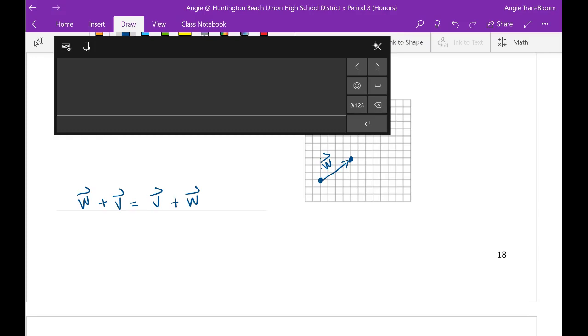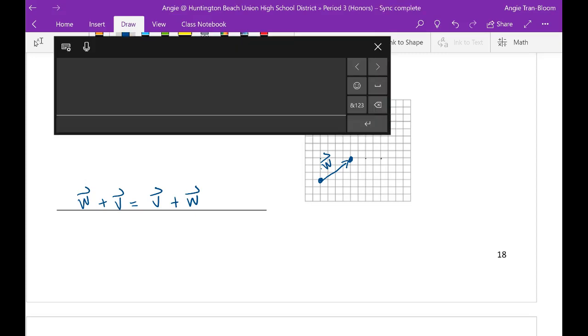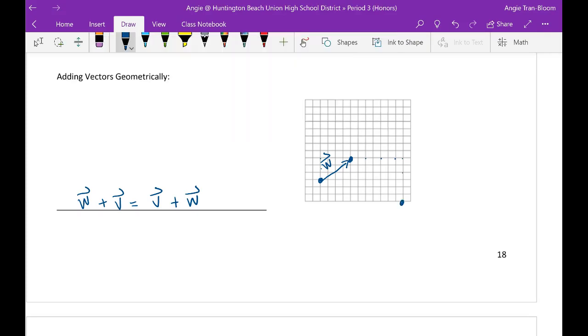That keeps popping up and it's quite annoying, but I'm just going to ignore it. Then I'm going to get another vector. Let's count 2, 4, 6, 7, and then go down all the way here. Right 7 and down 2, 4, 6, and connect these two dots. This is called vector v.